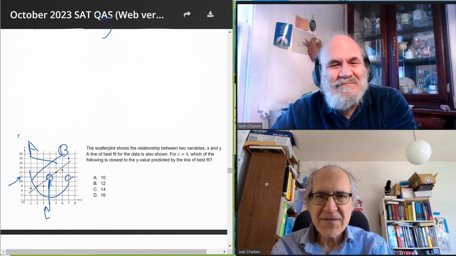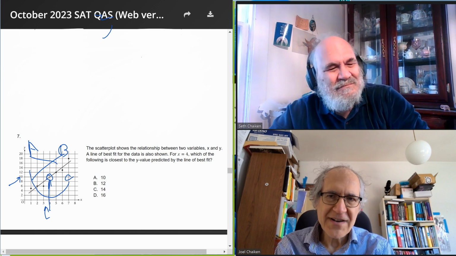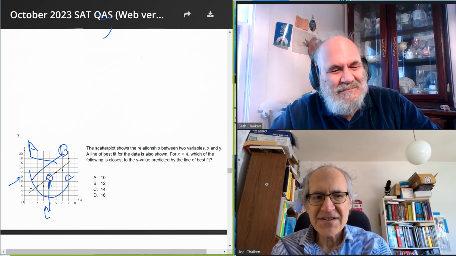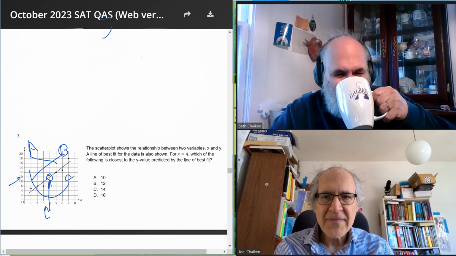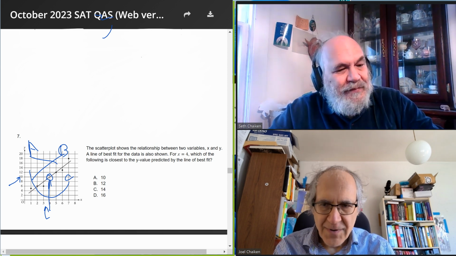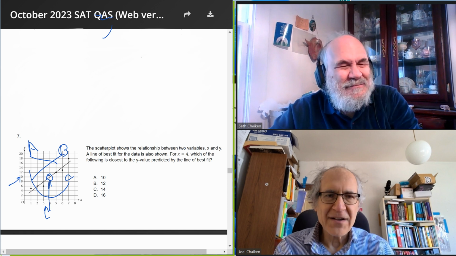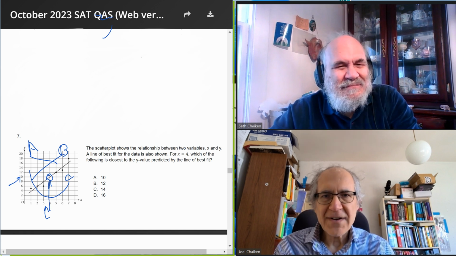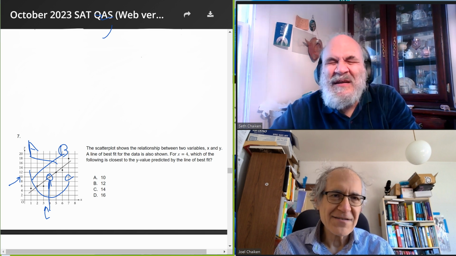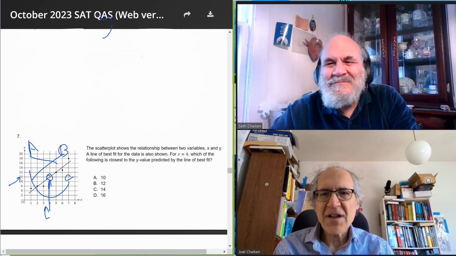But in terms of the 4 questions we asked, the most important one is what was the intention of the test makers in seeing what you know? It seems like it would be knowing how to read a graph and also understanding what the line of best fit is, or at least understanding what a line is.